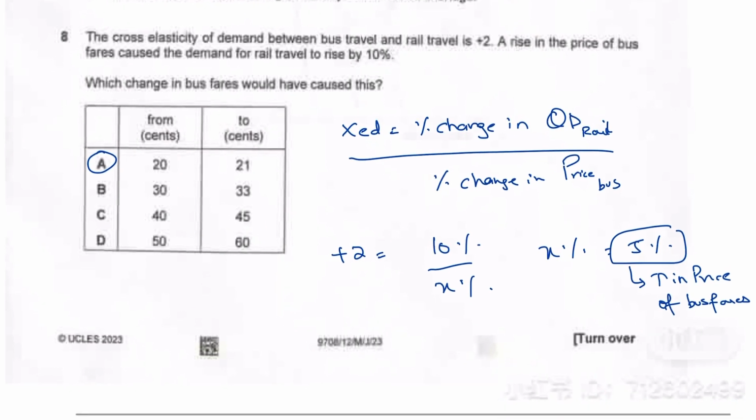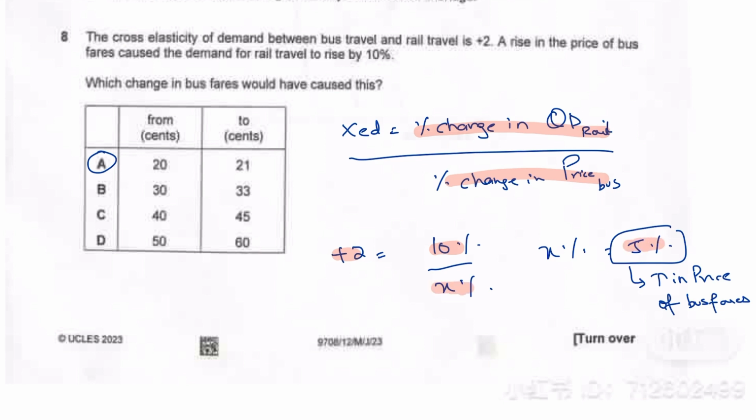Question number 8 says the cross-elastic demand between bus travel and rail travel is 2. A rise in the price of bus caused the demand for rail travel to rise by 10%. So the formula is percentage change in quantity demanded of rail divided by percentage change in the price of bus. Now you keep plus 2 here. 10% on the numerator, that is the quantity demanded change of rail, and then x% on the denominator. The value of x is 5%, that is representing the increase in the price of bus fares.